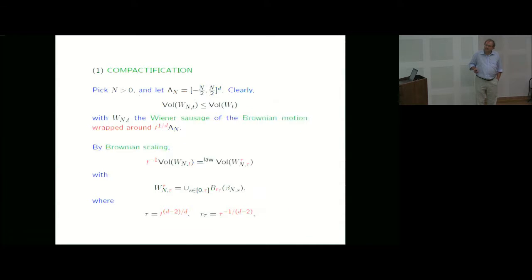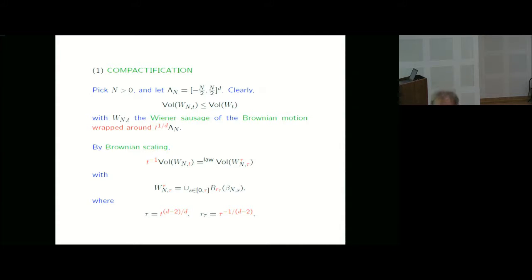Okay, so let's start. The first part is compactification. So what I do, I pick a positive integer, n, and eventually this n will have to be very large and will have to tend to infinity, but for the moment it's a finite number, and I just take the box of linear size n. And then what I'm going to do is wrap the Brownian motion around this box.